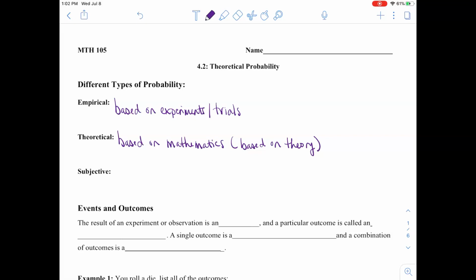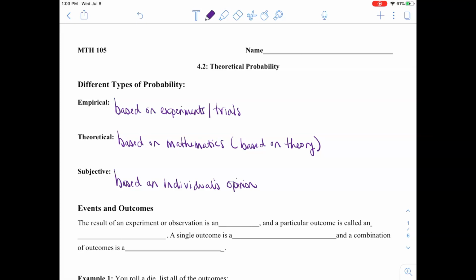Where subjective is based on an individual's opinion. And this is not great, okay? We want to steer clear of that. We really should be basing it on theoretical.